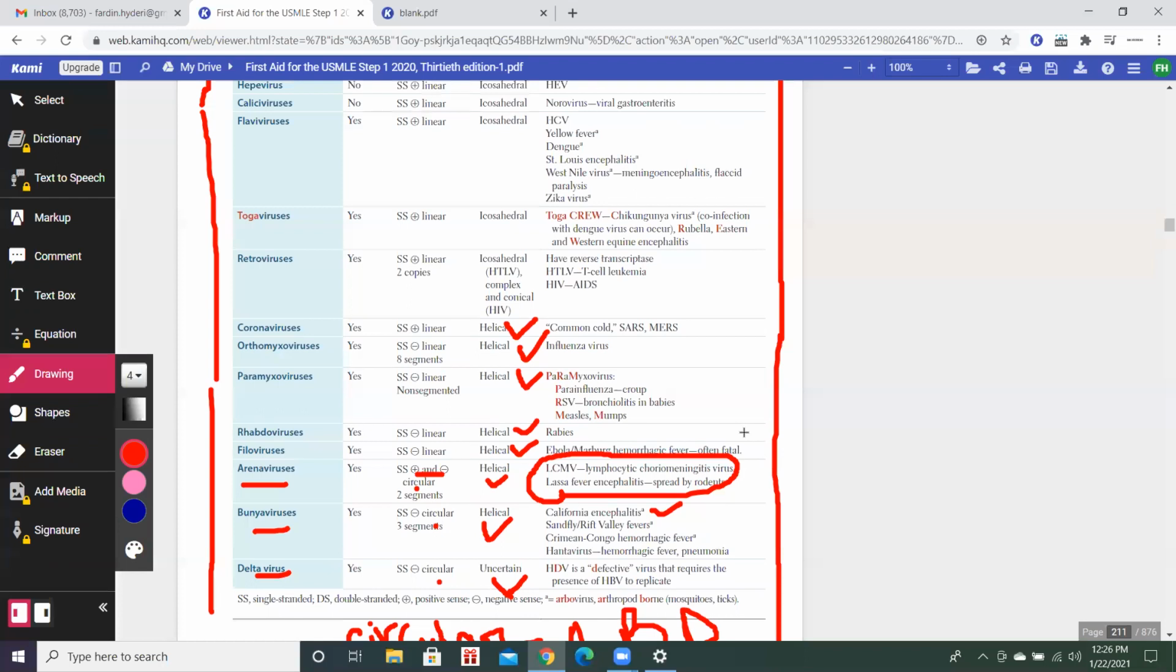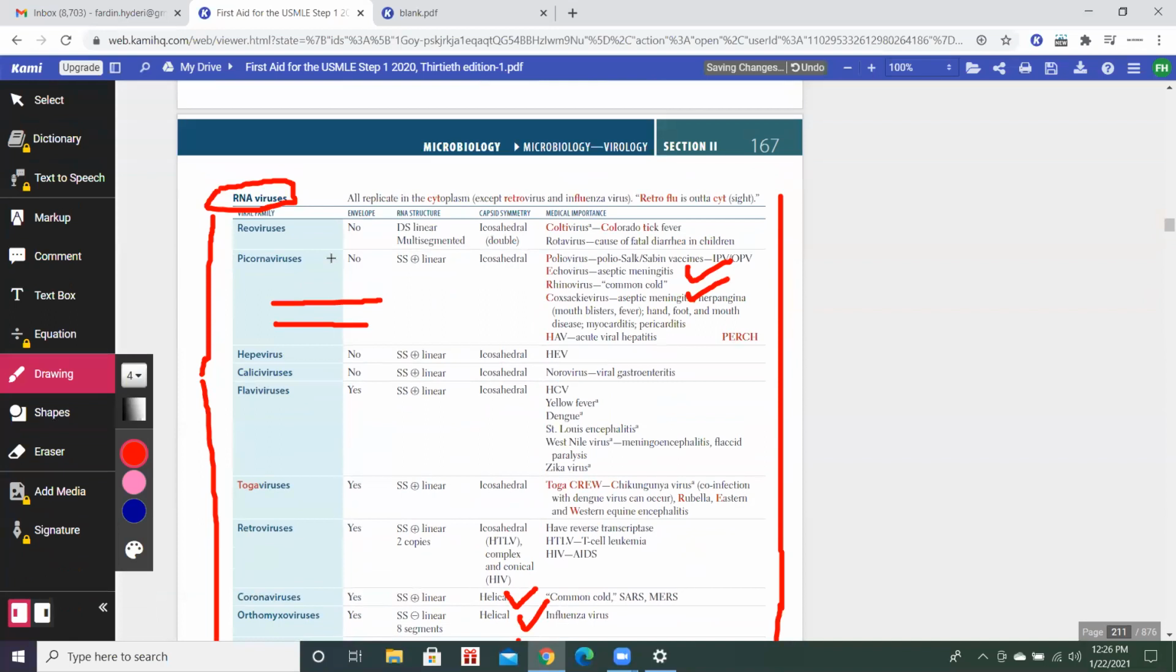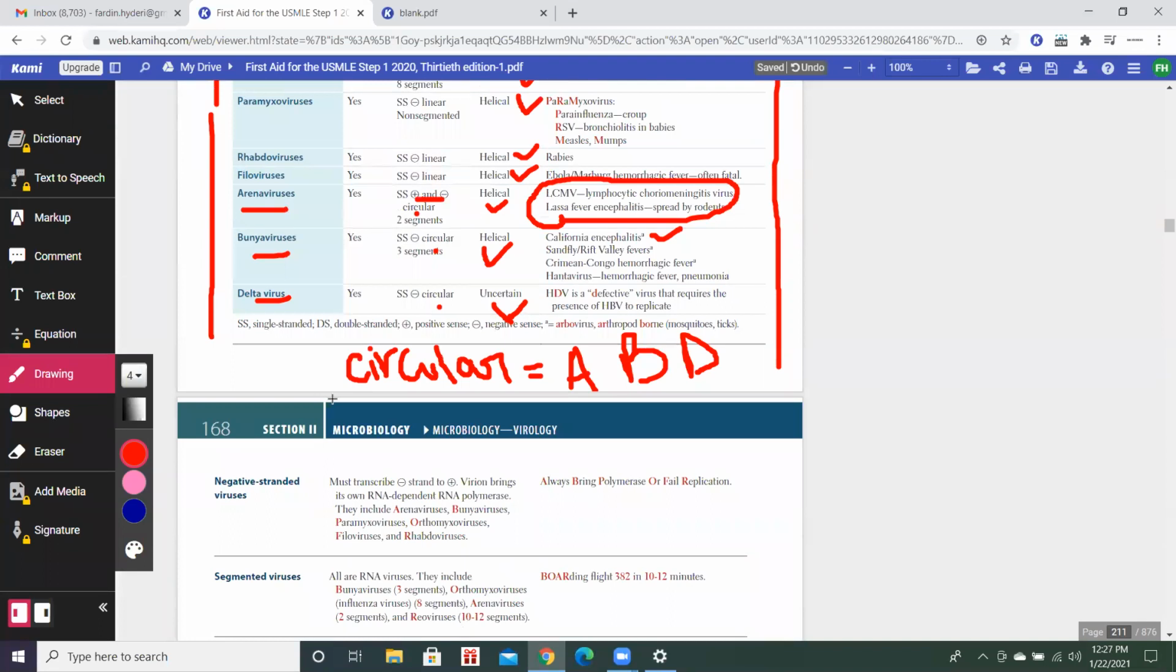Are we clear about RNA viruses? Guys, I need some feedback. How do you feel in terms of your confidence of understanding the table? Is there a difference between your understanding of the table now and before the lecture? Yes, okay.